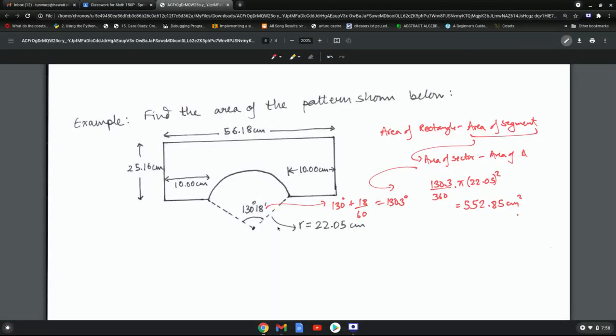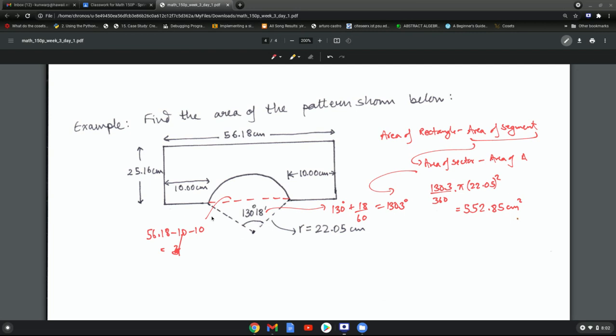What do we know about the triangle? Right here, we have the two sides. Can I find the side length of this side? Now, if you look at the rectangle, then you will observe that this is just going to be 56.18 minus 10 minus 10. So from this full length, I'm taking out this left bit and the right bit, which will give me 36.18.